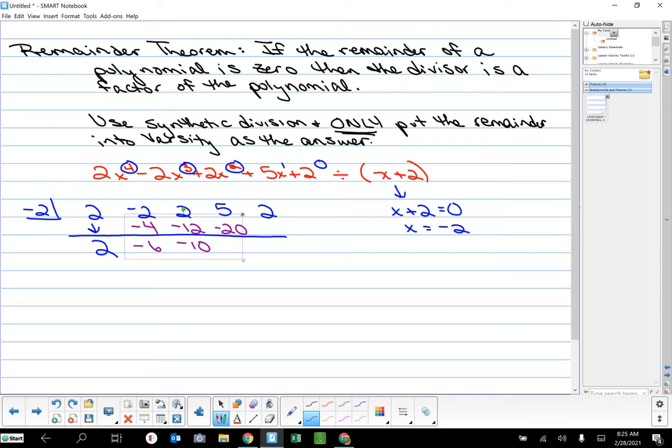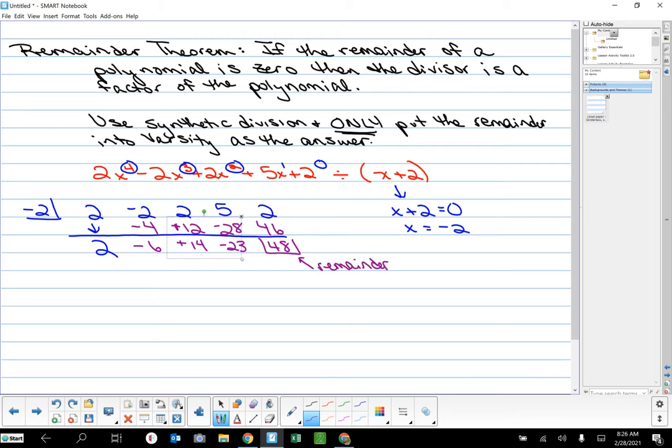oh, I made a boo-boo. I missed a sign. So when I multiply, -2 times -6 should be a positive 12, right? So this should be a positive 14. -2 times 14 is -28. I subtract there, I get -23. I multiply, I get a positive 46. I add down, I get a positive 48. Remember, the last number is always your remainder.